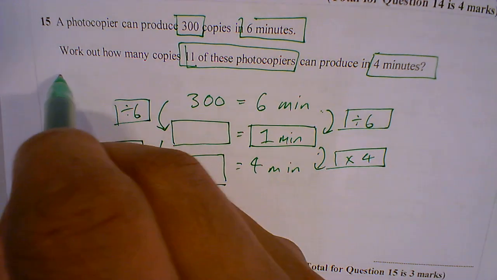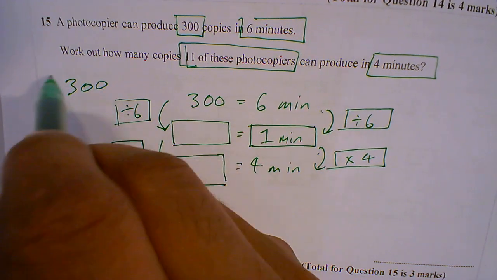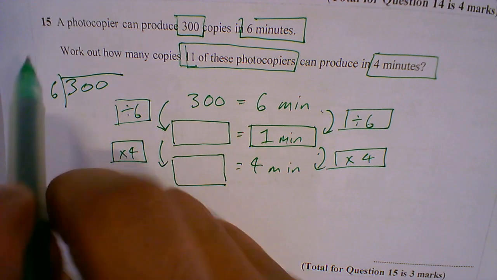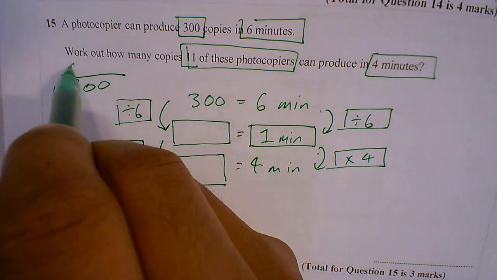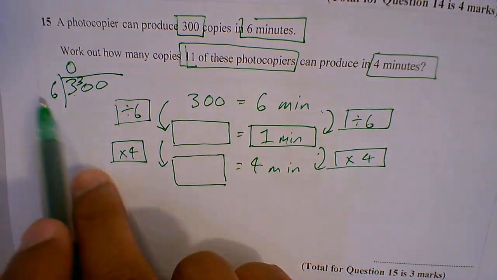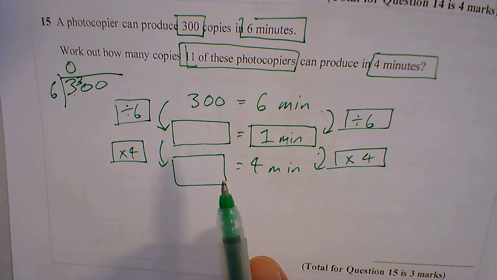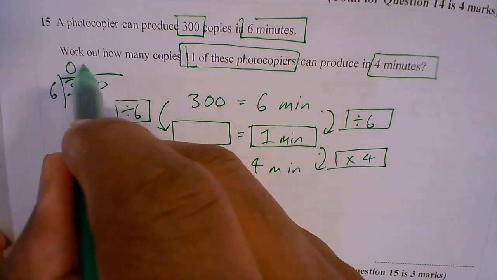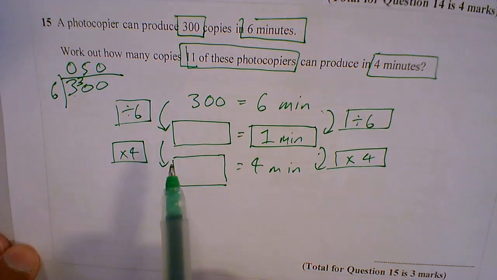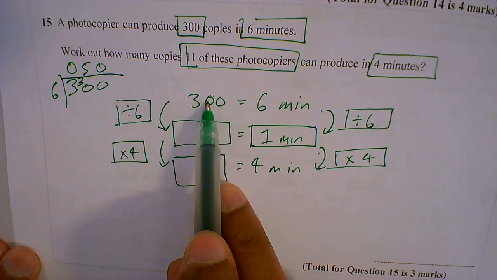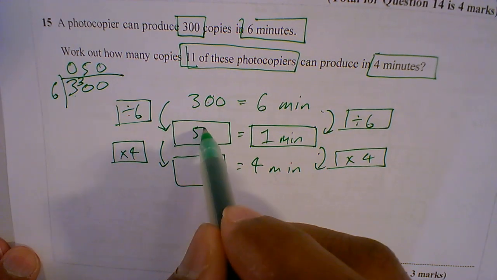300 divided by 6, I'll do that by the side. 300 divided by 6. 6 does not go into 3, carry the 3. 6 goes into 30. 6, 12, 18, 24, 30. So that's 5 times, remainder 0. So 300 divided by 6 gives me 50.